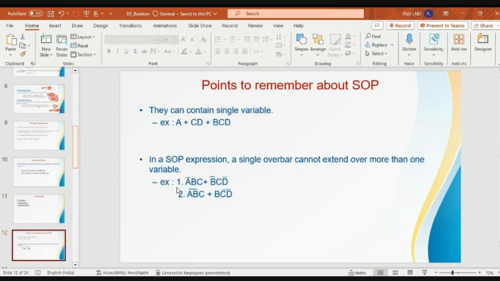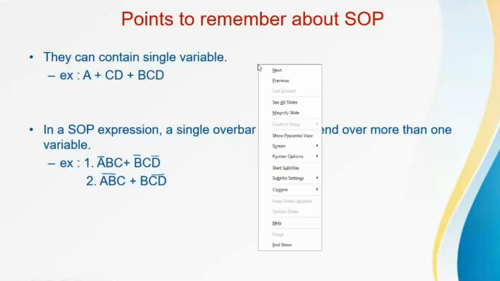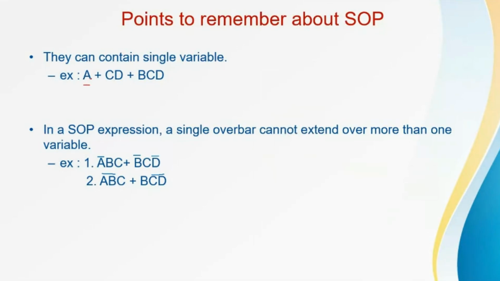So what do we have to check when we are going to the SOP or POS? One note is that they can contain a single variable. For example, here A is there. If you see in this circuit, there's A, B, C, D, four variables, but they can contain one variable. Here there is a sum of products, so here the product is A into 1. So this is valid.